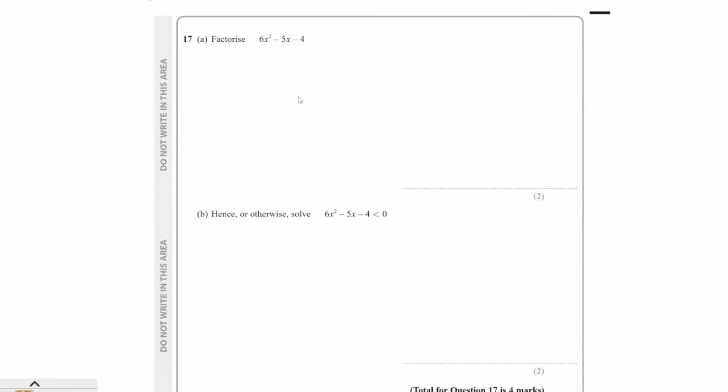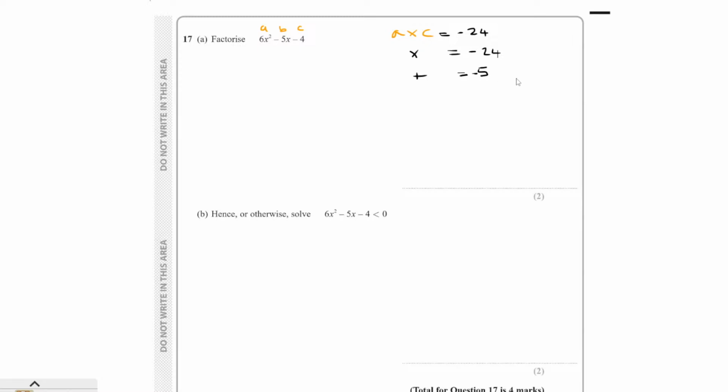I think you can do it with trial and error, but I might show you the full method for splitting the middle term if you find that might help. I wouldn't use this if it was just x squared. So 6 times minus 4 is minus 24. So we're looking for two numbers that multiply to make minus 24 and add to make, obviously, the minus 5.